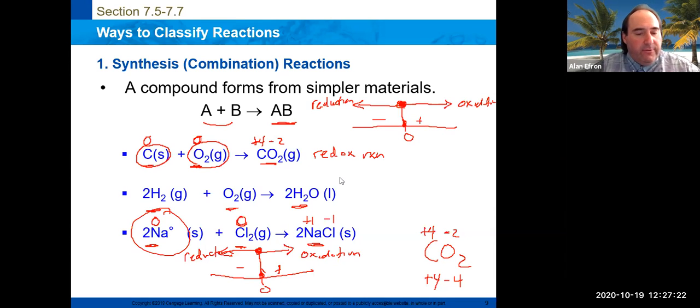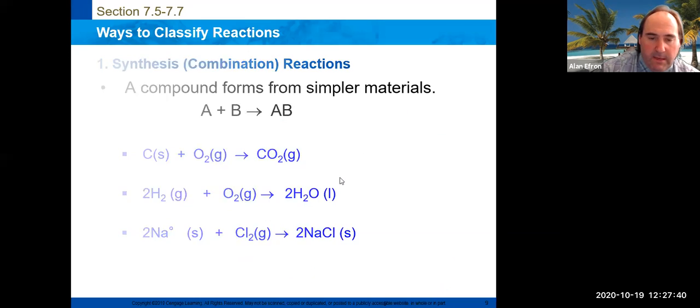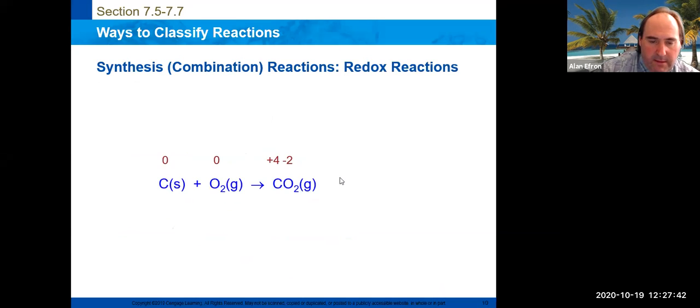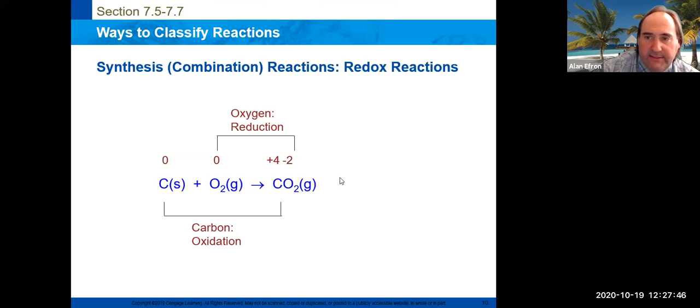So again, all three of these reactions can be classified as synthesis or combination reactions. They also can be classified as redox reactions under sort of the big umbrella of redox. Question on that there? And that's what we see here.